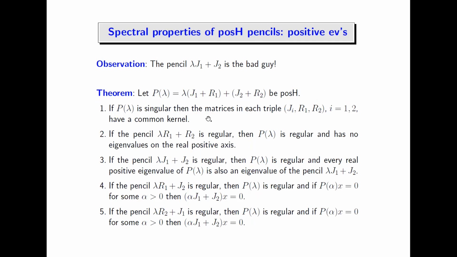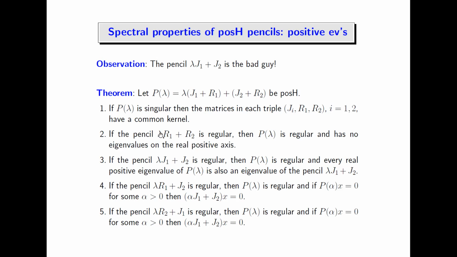We already know that we may have singular minimal indices that are larger than 0. So singularity is no longer equivalent to all 4 matrices having a common kernel. But still, if the pencil is singular, then in both of the triples J1, R1, R2, and J2, R1, R2, the matrices must have a common kernel. But these 2 triples may have, of course, different common kernels.